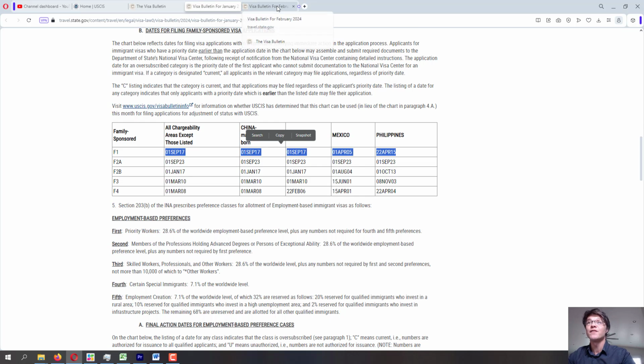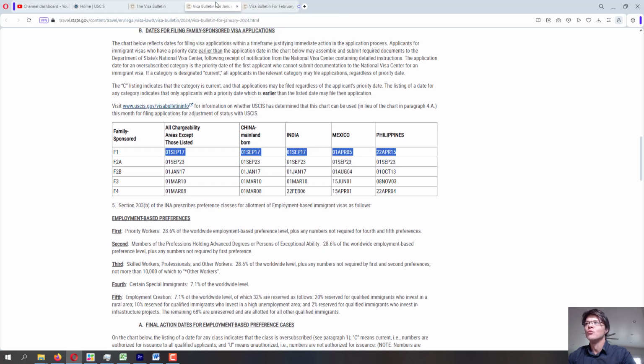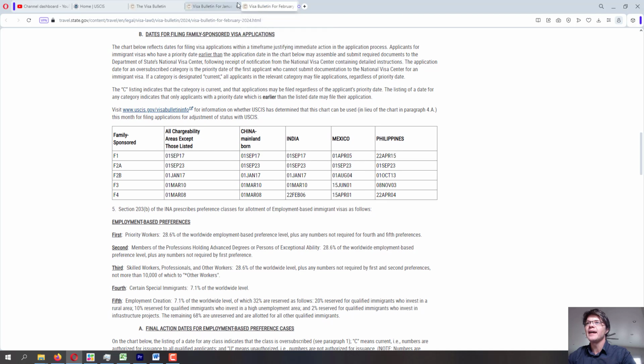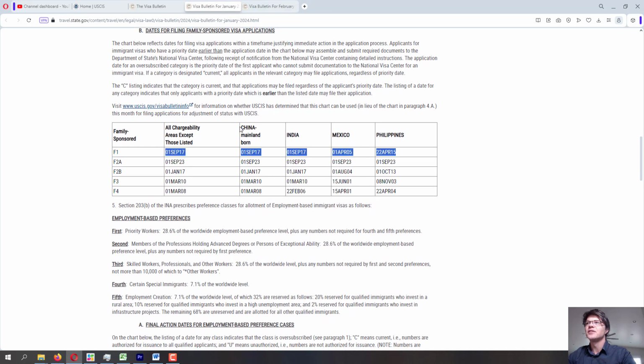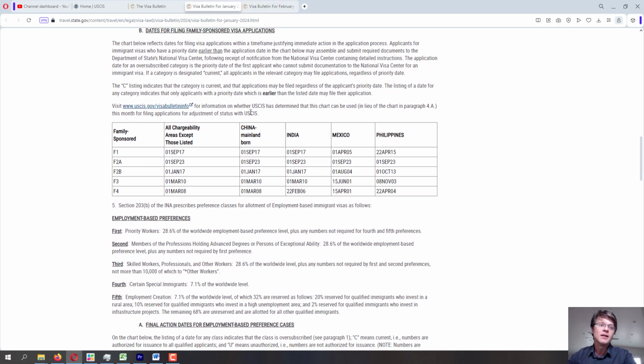So let's take a look at February now. And looks like no movement for F1 and looks like no movement for F2A. Looks like there is no movement whatsoever at all for the graph B, unfortunately. Okay, so this is really it. So unfortunately, whenever it comes to graph B, for people who are waiting for their NVC portal opening up, no changes, no movement.